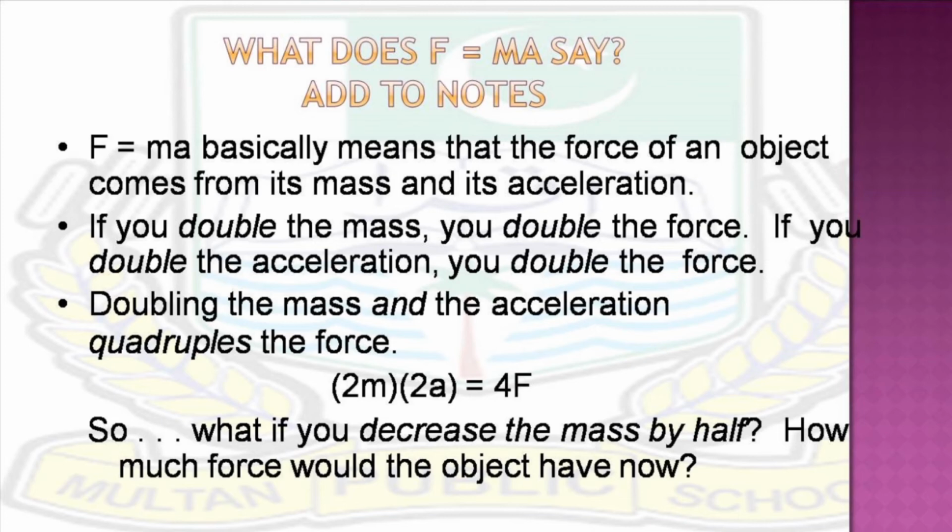So doubling the mass and the acceleration of the force, 2m times 2a, is equal to 4F. So what if you decrease the mass by half, and how much force would the object have now? Please think about it and answer me later.